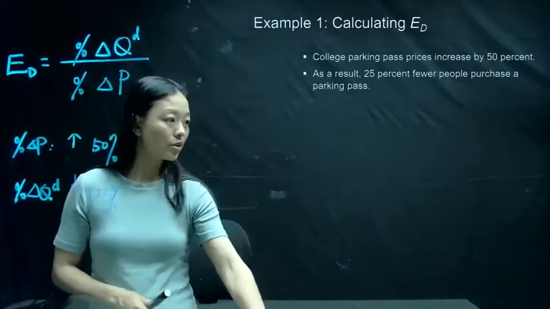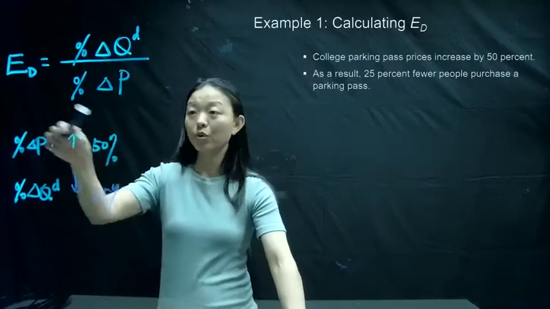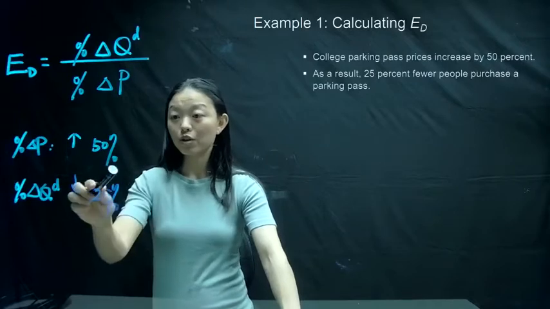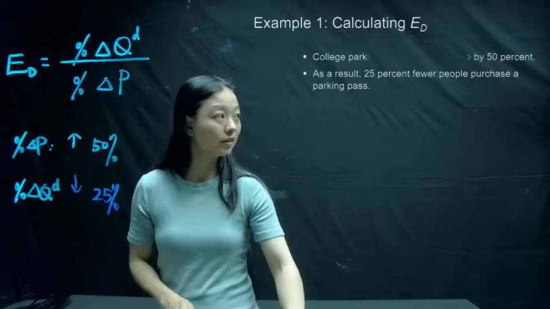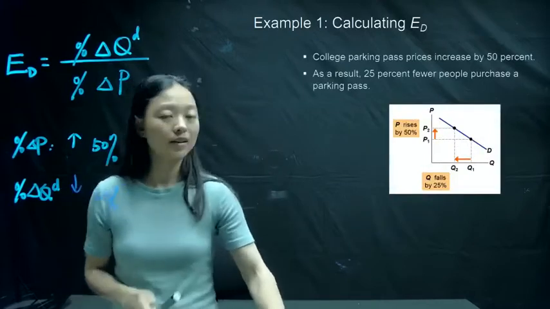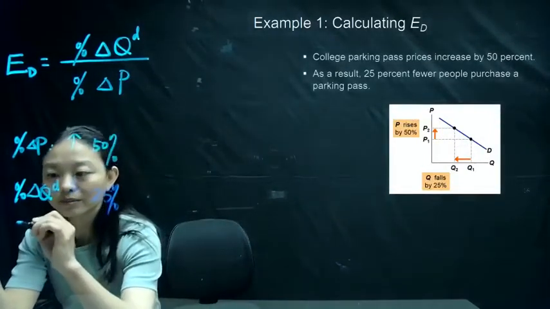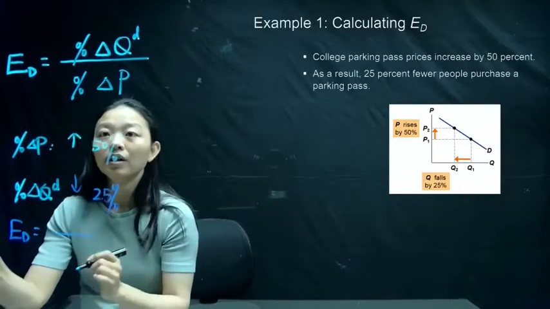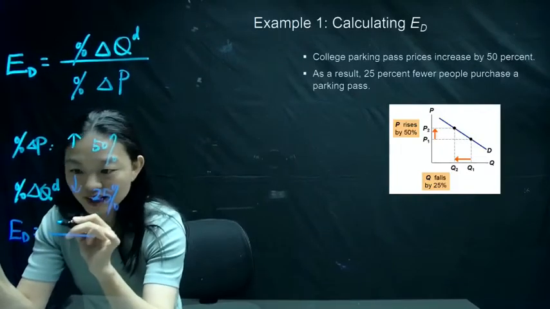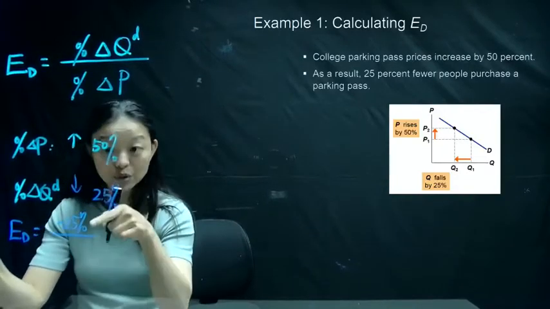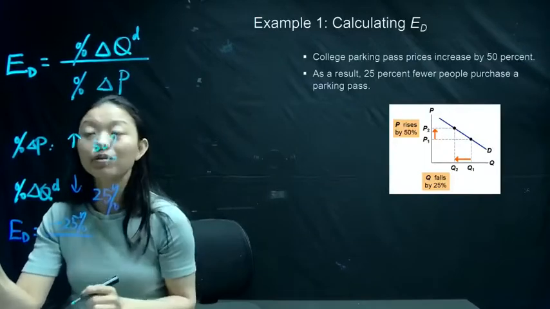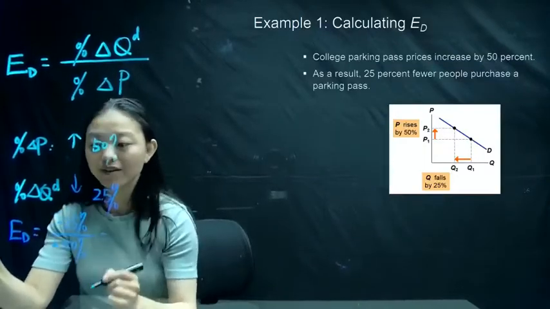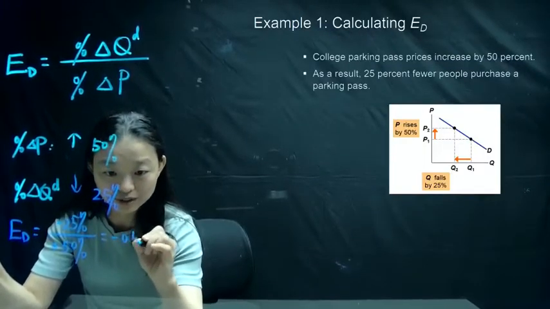So based on what we have learned in this chapter, from this formula, how can we compute their elasticity? We just need to put those numbers into this formula, right? Therefore, the price elasticity of demand here will equal the quantity change, negative 25%, because it decreased by 25%, and the price increased by 50%. Therefore, the elasticity equals negative 0.5.